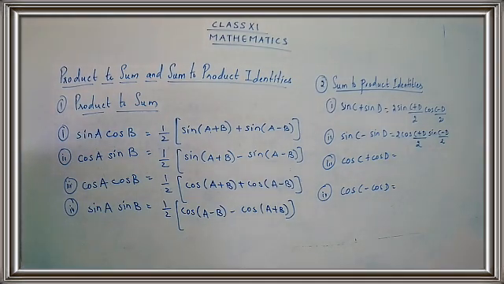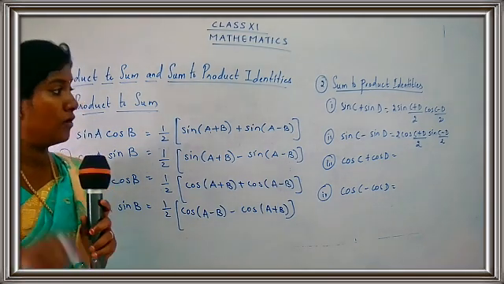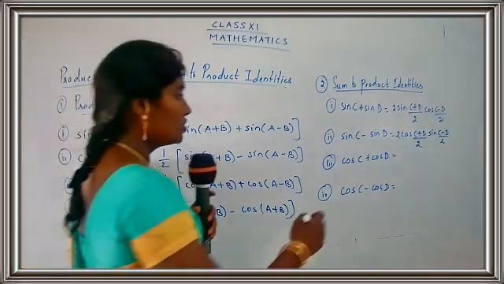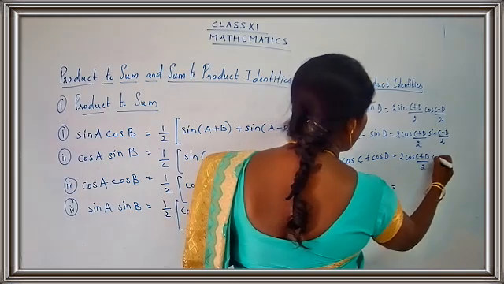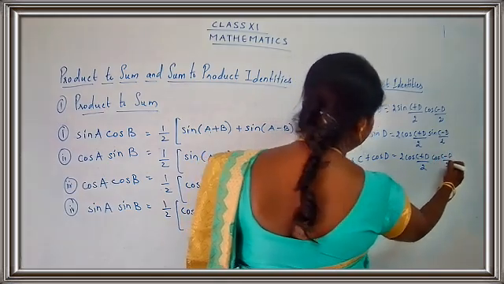Coming to the next one, cos C plus cos D. So when you have cos C plus cos D, you are going to use the same cos only. There are no other functions. For sin, you had sin and cos, but for cos, you have only the cos function. So this will be taken as 2 cos C plus D by 2 cos C minus D by 2.